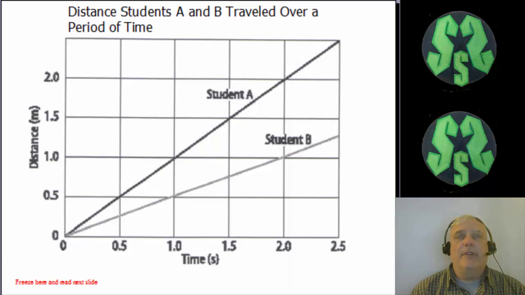Here's a graph that depicts what we just saw. At 0.5 seconds, runner A, the girl, had traveled 0.5 meters. At 1 second, the girl had run 1 full meter, whereas student B, the boy, at 0.5 seconds only traveled half of a meter.